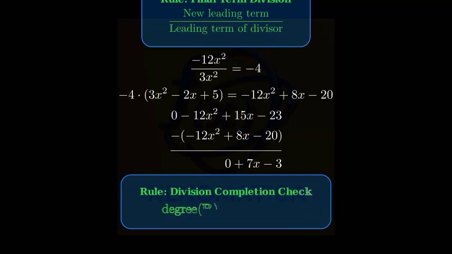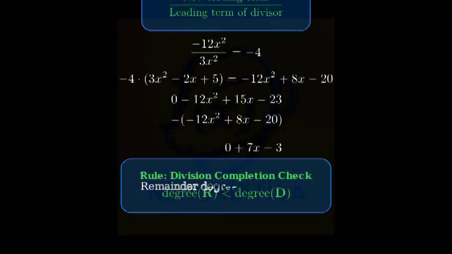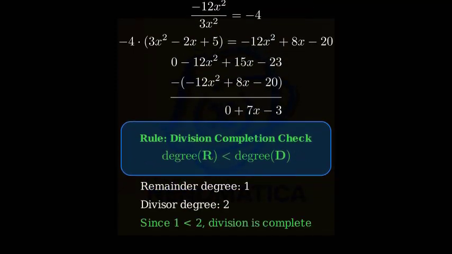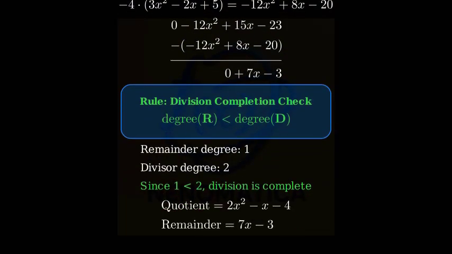Now, let's check if our division is complete. The degree of our remainder is 1 for the term 7x, which is less than the degree of the divisor, which is 2. So our division is complete. Our quotient is 2x squared minus x minus 4, and the remainder is 7x minus 3.